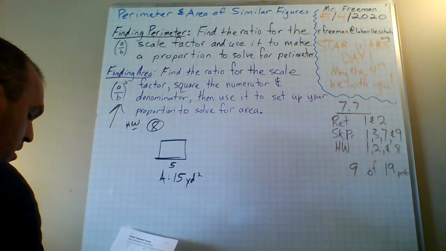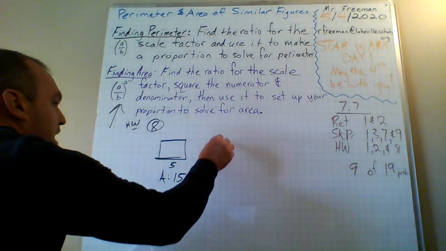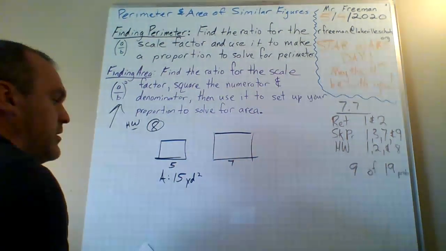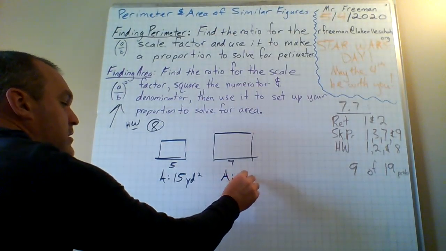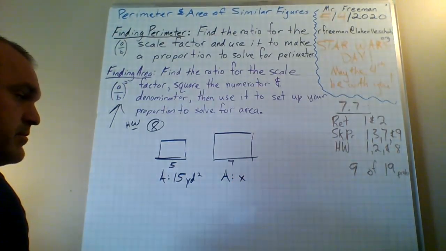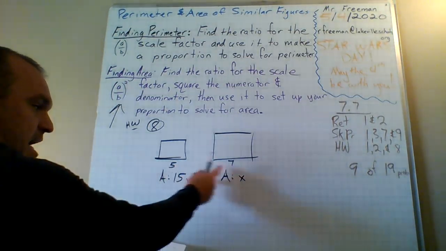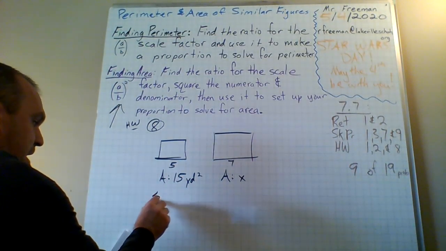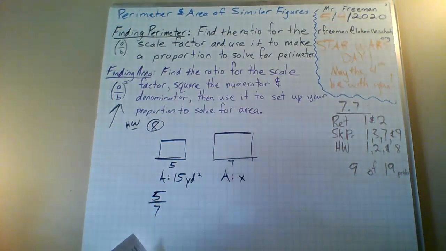Then we have another flower garden with a length of 7. So this is going to be a larger rectangle where this is 7, and we don't know this area. So we're going to call it X for now. Right? So 5 and 7 don't directly relate, so that's strictly just a 5 to 7 scale factor.